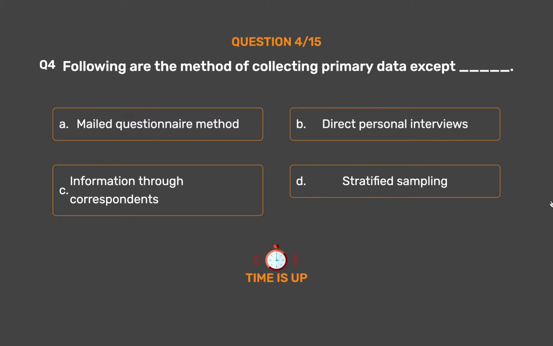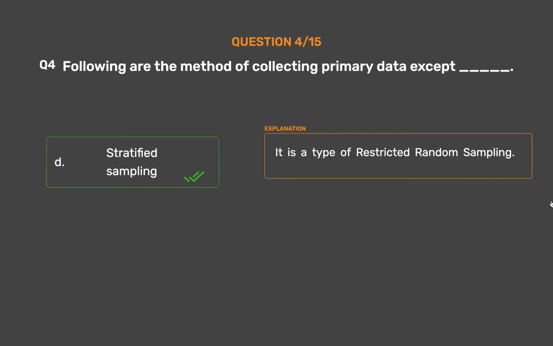The correct answer is Option D. Stratified sampling. It is a type of restricted random sampling.